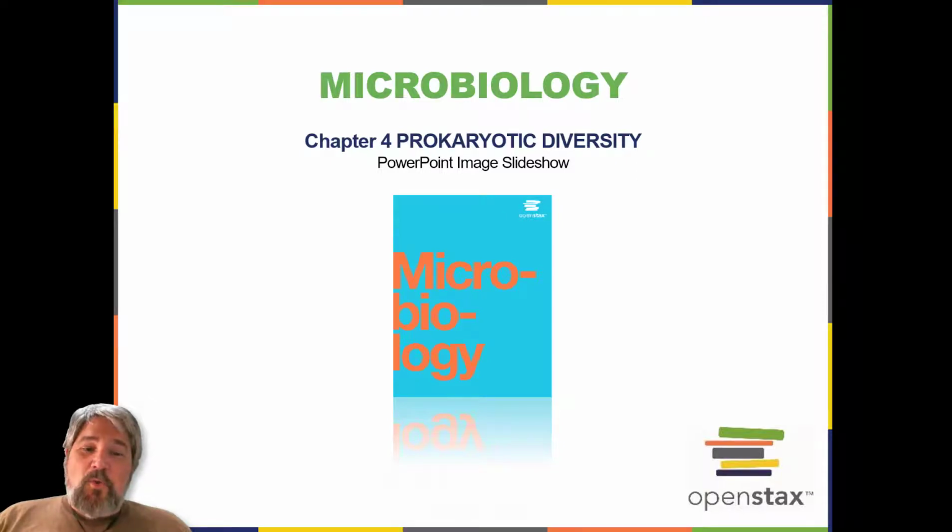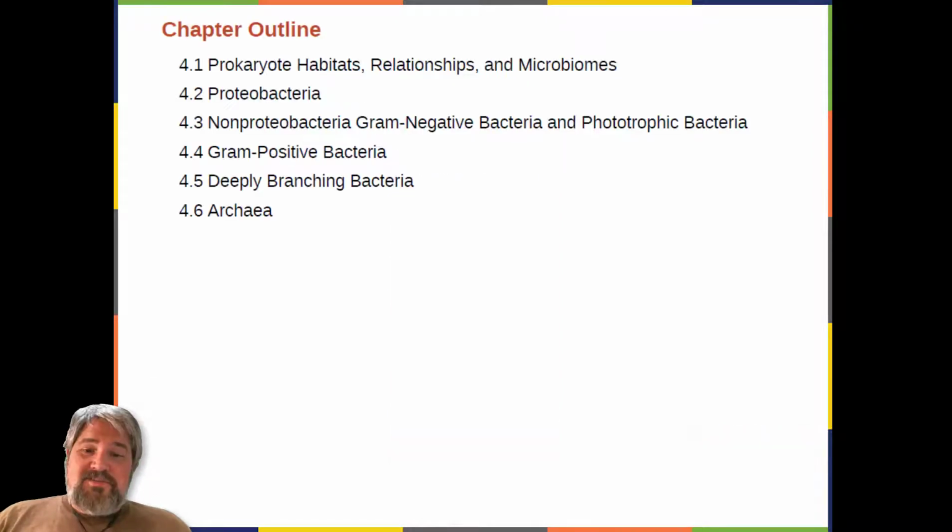Welcome to Chapter 4 of the OpenStax textbook Microbiology. This is Prokaryotic Diversity. So in this chapter, we have the following sections. We're going to go over prokaryote habitats, relationships and microbiomes, proteobacteria, non-proteobacteria, gram-negative bacteria, and phototrophic bacteria, and then into the gram-positive bacteria. And section 5 has the deeply branching bacteria, and then finally the archaea.